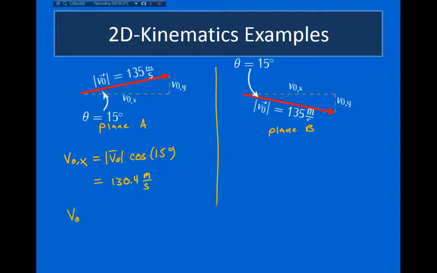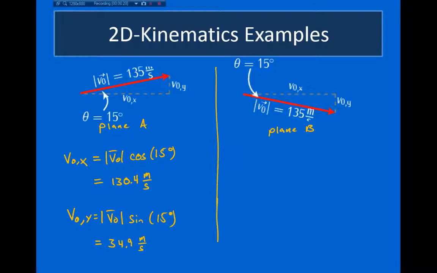The y component of the initial velocity, again, looking at this, we can see that this is opposite the angle, 15 degrees. So this means this is going to be equal to our initial speed times sine of 15 degrees. Plugging this into a calculator, we can see that this is going to be equal to 34.9 meters per second.